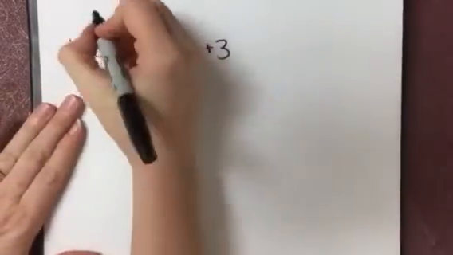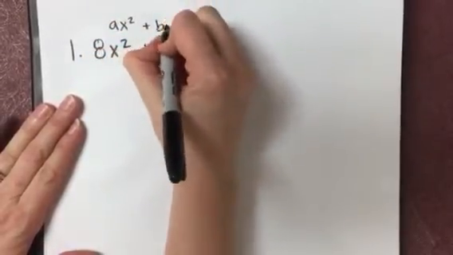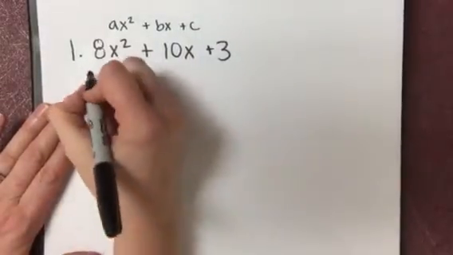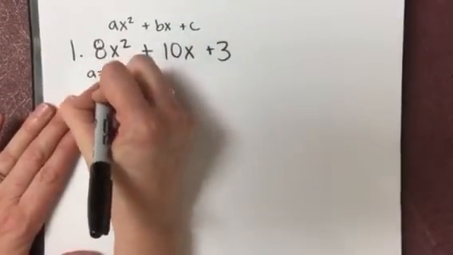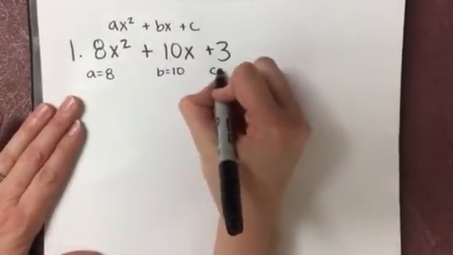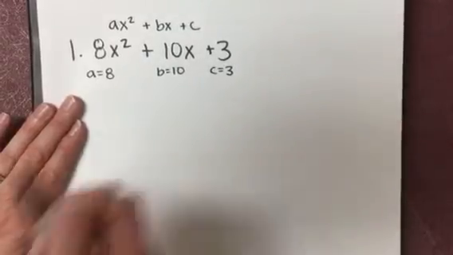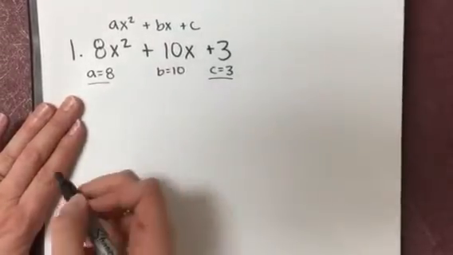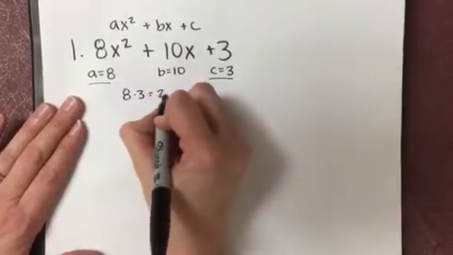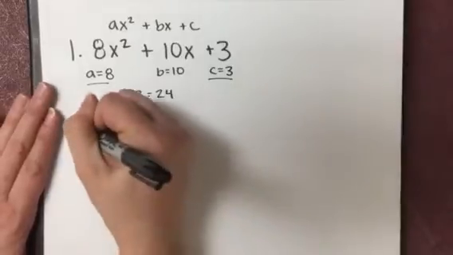If this is a trinomial of the form ax squared plus bx plus c, you can identify your a, b, and c values. A equals 8, b equals 10, and c equals 3. You will then multiply together your a and your c value. So 8 times 3 is 24. This will be your product number.